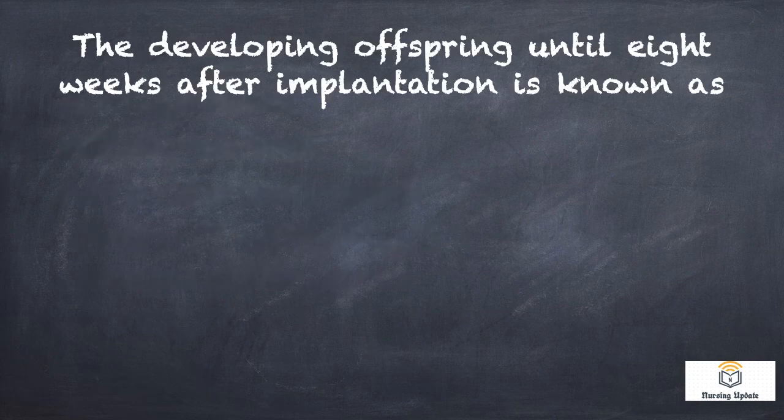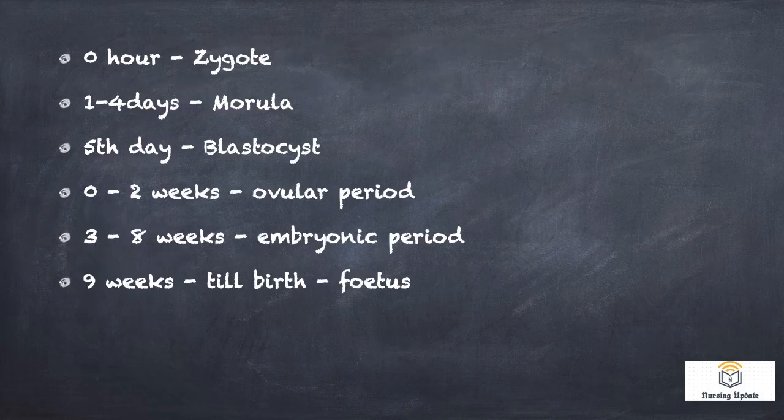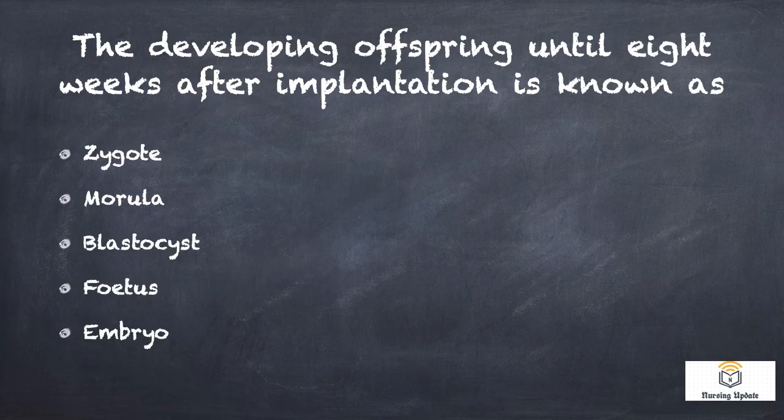So what was the question? The question was, till the 8th week after implantation, what is it known as? The answer is embryo, already told. 3 to 8 weeks is known as the embryonic period. I have given all the definitions for the options. What is a zygote? Immediately after fertilization, that stage is known as the zygote. What is a morula? 1 to 4 days. What is a blastocyst? From the 5th day onwards. What is a fetus? From 9 weeks till birth. And what is an embryo? From 3 to 8 weeks.